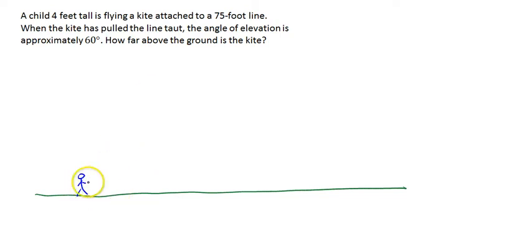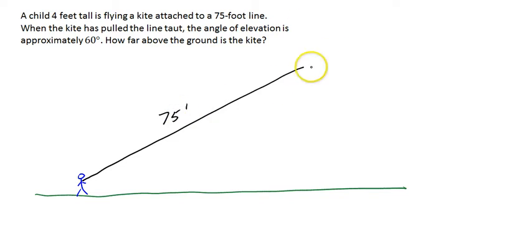Okay, in this problem we have a child 4 feet tall, and she's flying a kite attached to a 75-foot line. So here's the ground, and here's the 4-foot tall child, and we've got a kite line that's 75 feet, and it's attached to a kite. And we'd like to know, if the angle of elevation of the kite is 60 degrees, how far above the ground is the kite?